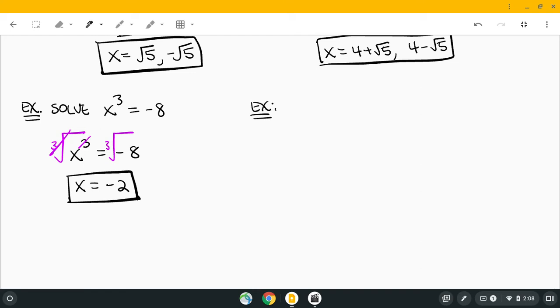And let's take a look at this one. Let's go ahead and solve 16x to the fourth equals 81. All right, so I'm going to go ahead and divide both sides by 16.